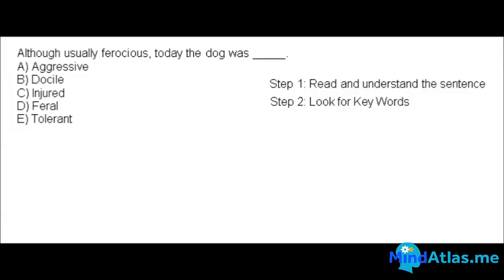In this example, the word although says that the dog is not behaving in its usual way. Its usual behaviour is ferocious. So for this example, the keywords would be although and ferocious.